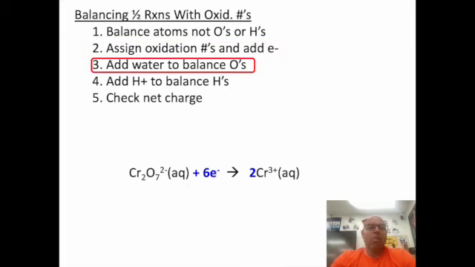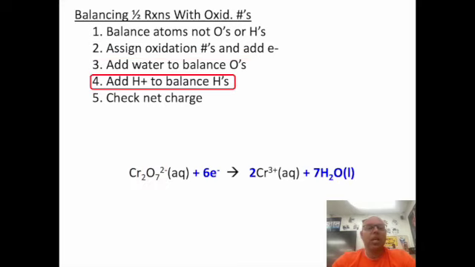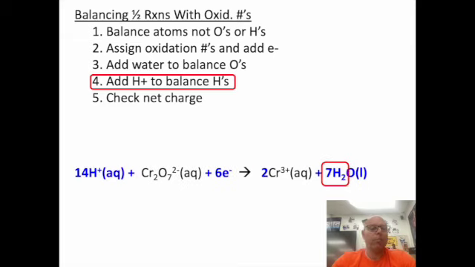Okay, now I'm going to add water to balance O's. So there's 7 O's, there's 7 waters, because when I add water, I've added 7 O's. So now I've got 7 O's on both sides, I'm balanced. Now I'm going to add H positives. 14 H's there, so I have to put 14 H positives on the other side. And now my equation's actually balanced.